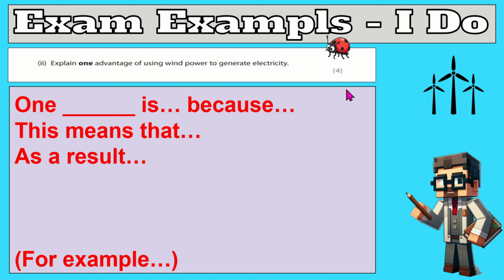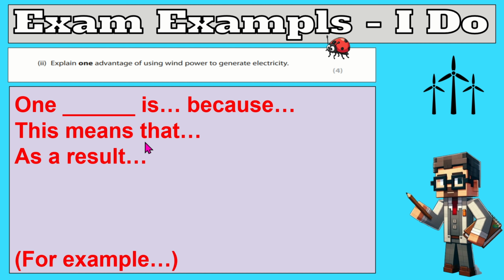So I'm going to do this one. We're going to start by bugging the question. Explain, box the command word. 1 advantage needs to be underlined, wind power, electricity. Okay, so 1 advantage of wind power. Yep, that's what this question's about. At a glance, we see it's 4 marks, okay? So this needs to be our structure. Our point will get us a mark, and those 3 developments that come afterwards will also get us marks. And this is what I mean.